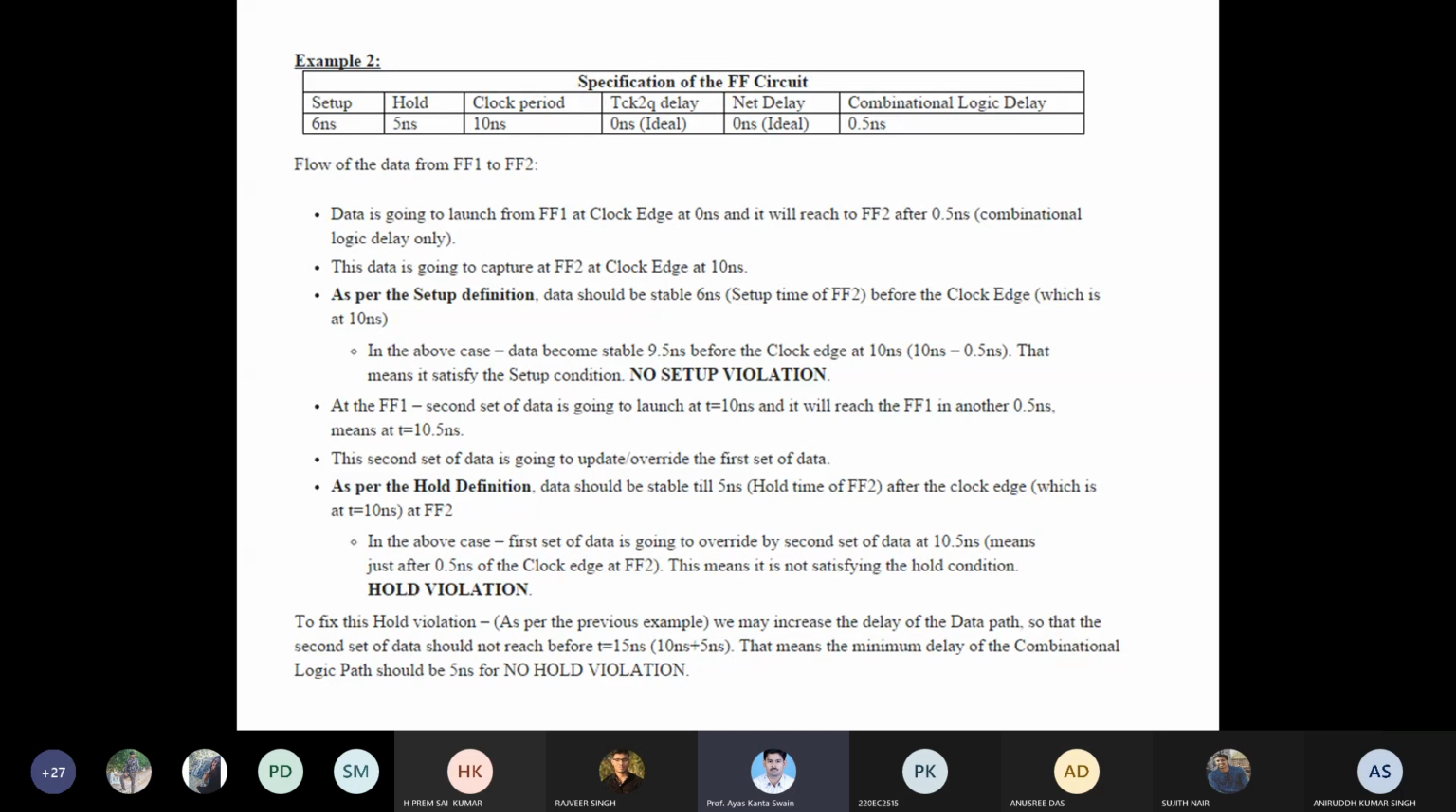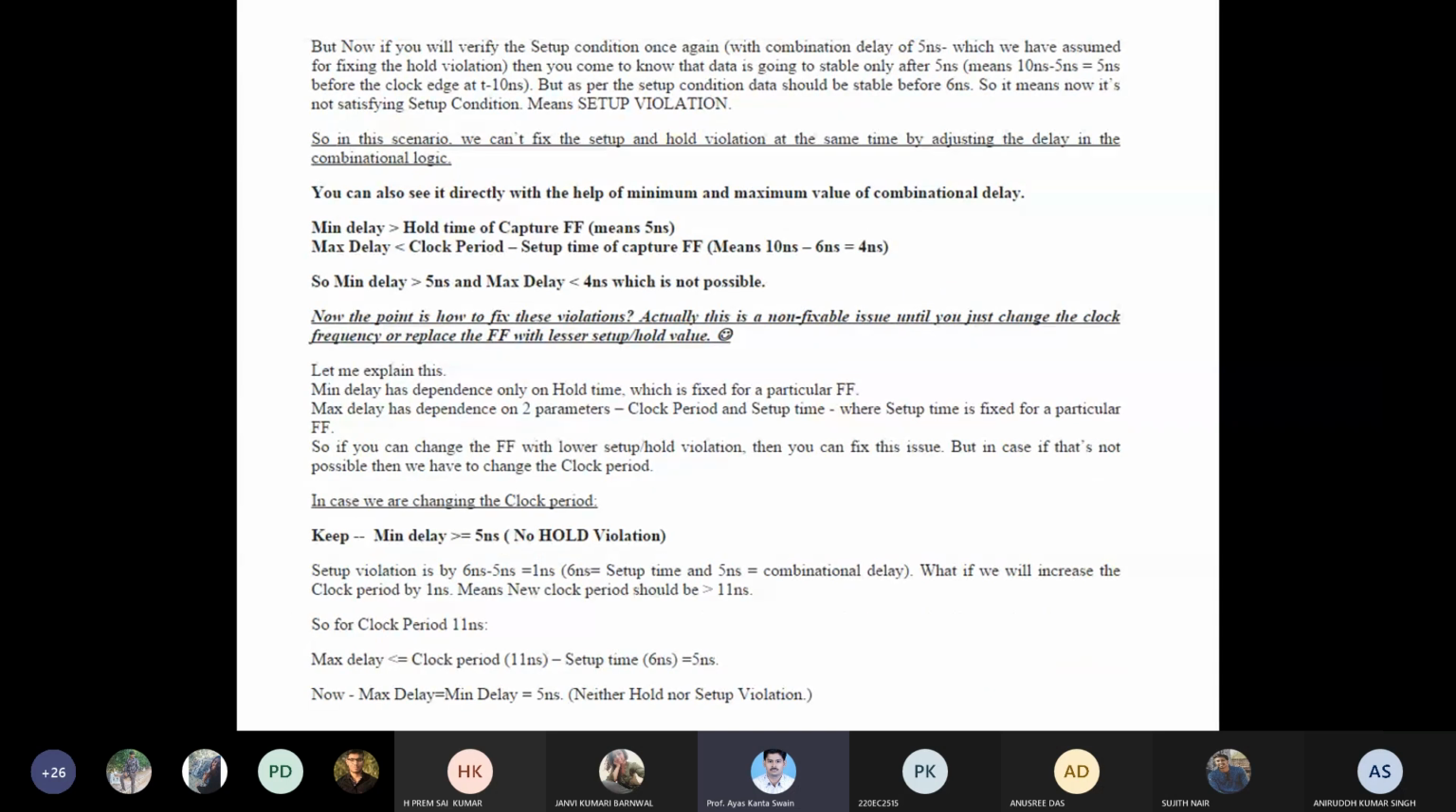Okay, so now what to do in order to reduce the hold violation? What do I need to do? Tell me. Increase the combinational logic delay. So increase the combinational logic delay by at least 5 nanosecond. So now it must be 10 plus 5 equal to 15 nanosecond. In that case, what is happening? Hold violation will become 0. So there will be no hold violation.